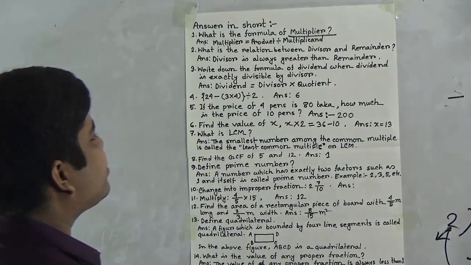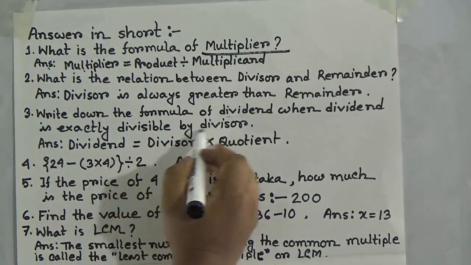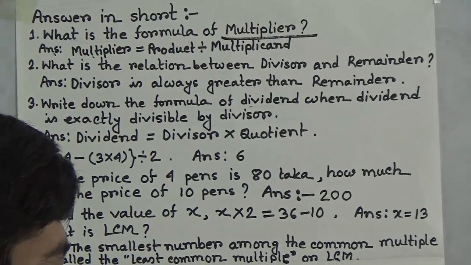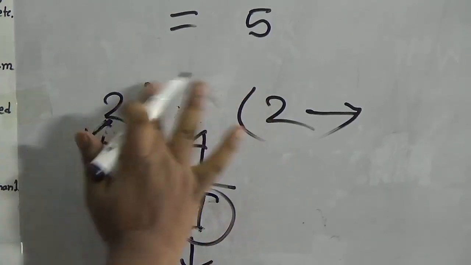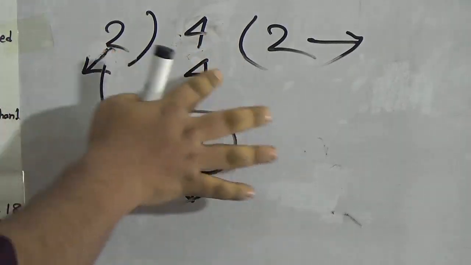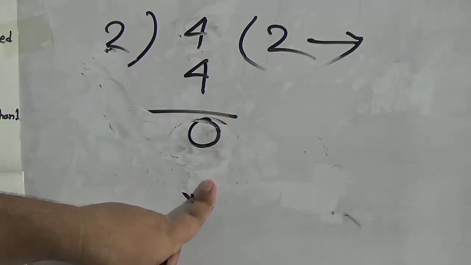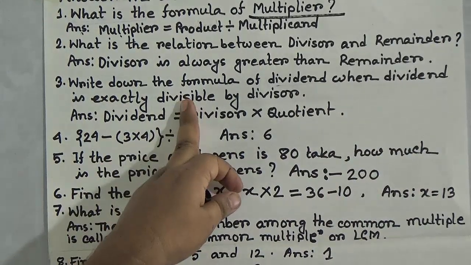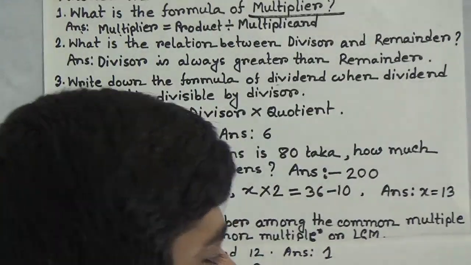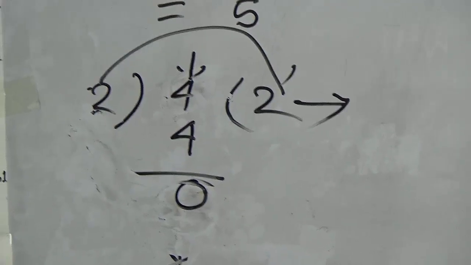Okay. Our next question is, write down the formula of dividend when the dividend is exactly divisible by the divisor. Students, notice this example, 5. In 5, 2 goes in 2 times and 1 will be the remainder. But if we consider the dividend is 4, then in 4, 2 goes in 2 times and the remainder is 0. So how can we find out this dividend? We multiply the divisor and the quotient and we get the dividend. That means the formula is dividend equals divisor multiplied by quotient.